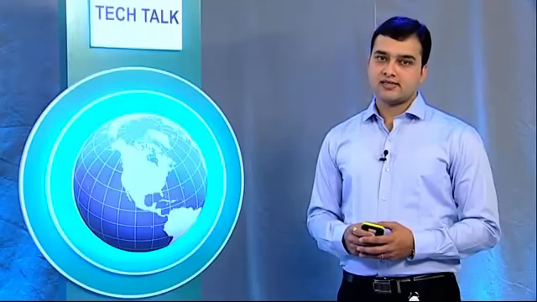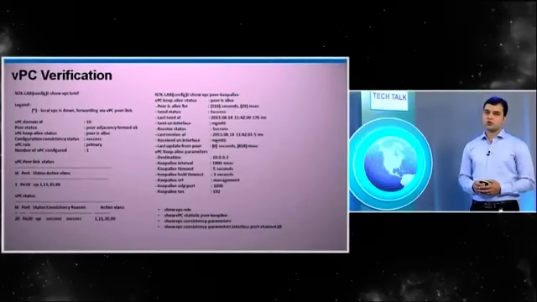And about the consistency that we talked about, we have show VPC consistency parameters. So this command basically comes with two keywords. One of them is global, and one of them, what we are seeing here, is using the interface port channel command.